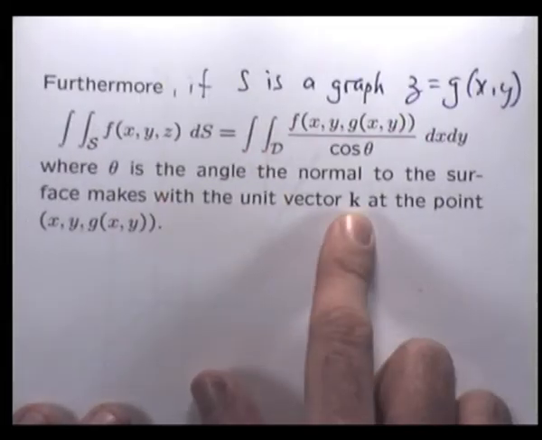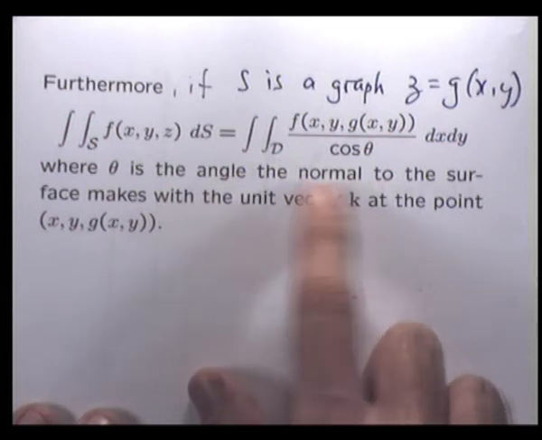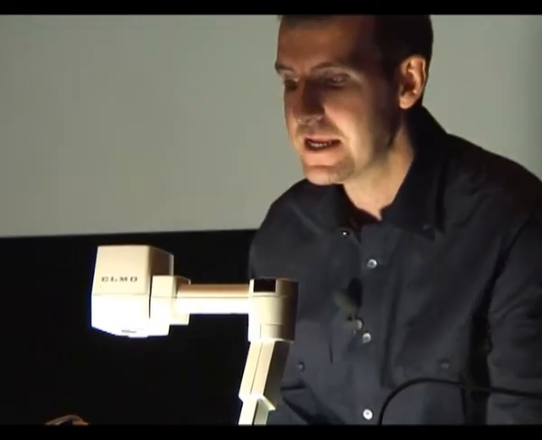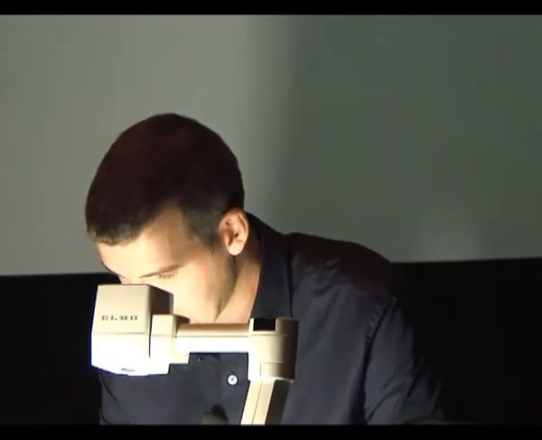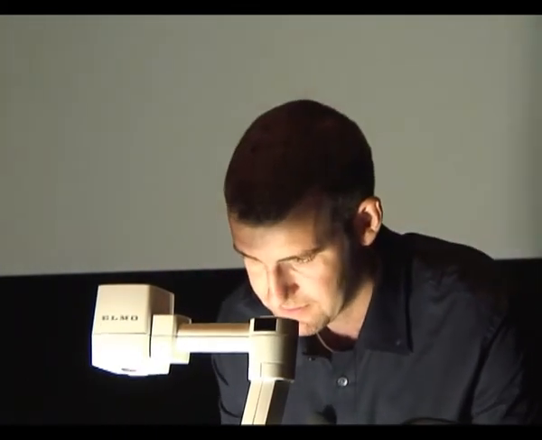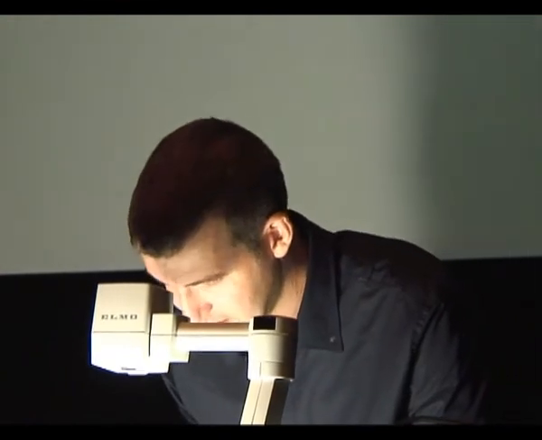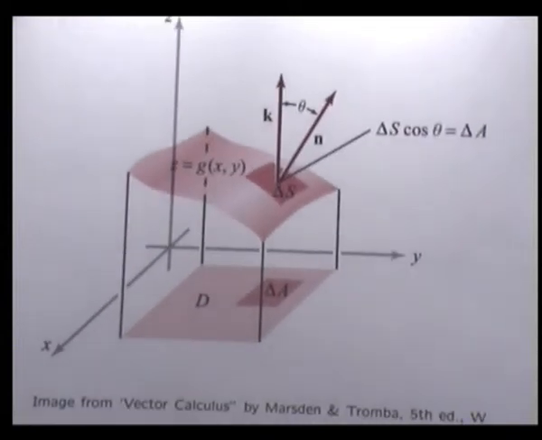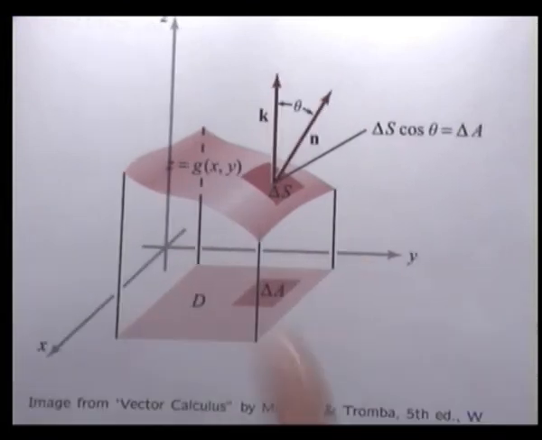Okay, and it involves the angle between the unit vector k and the normal to the surface. All right? So what do I mean when I say that? Well, I'll give you a look. Consider the following. Okay, here's our surface, and here's the domain. Well, basically, in this case, it's just the projection of the surface onto the xy plane.